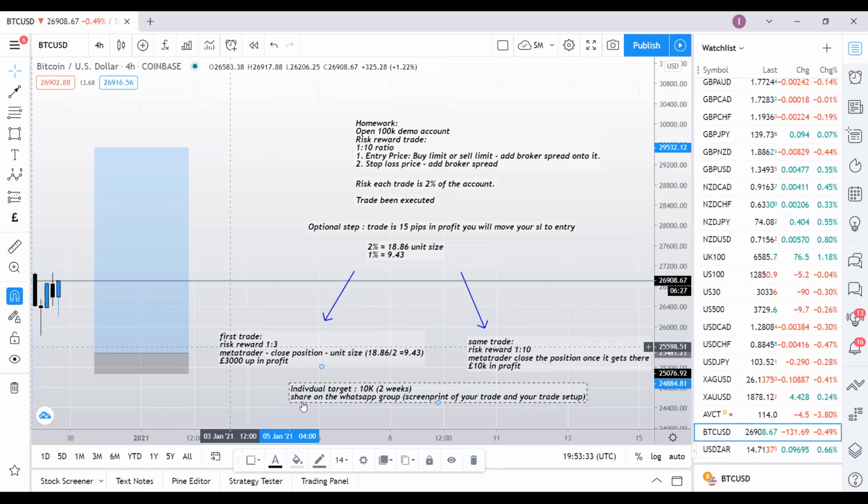Once you share this on the WhatsApp group with your trade setup, you will get confidence within yourself. Other people will see it and they'll be interested to see what this is about, and we want to get that mindset as well. And we're going to be the most outstanding trading team in 2021.